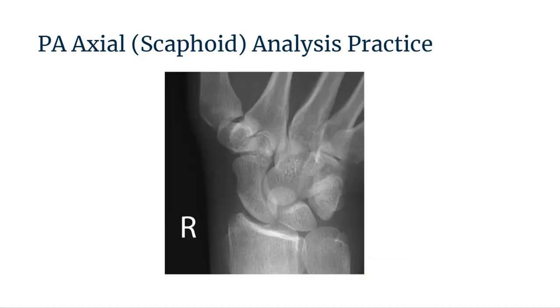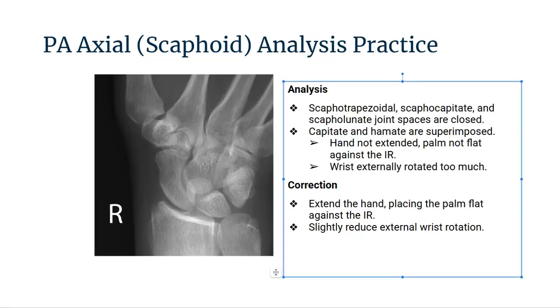Go ahead and review this last practice analysis and complete the last question. So let's review this last practice analysis together. Again, we're looking for all our anatomic structures, which we have the scaphoid here in the projection. Next, we want to determine whether we are adequately demonstrating the anatomy of interest. So let's look at the anatomy.